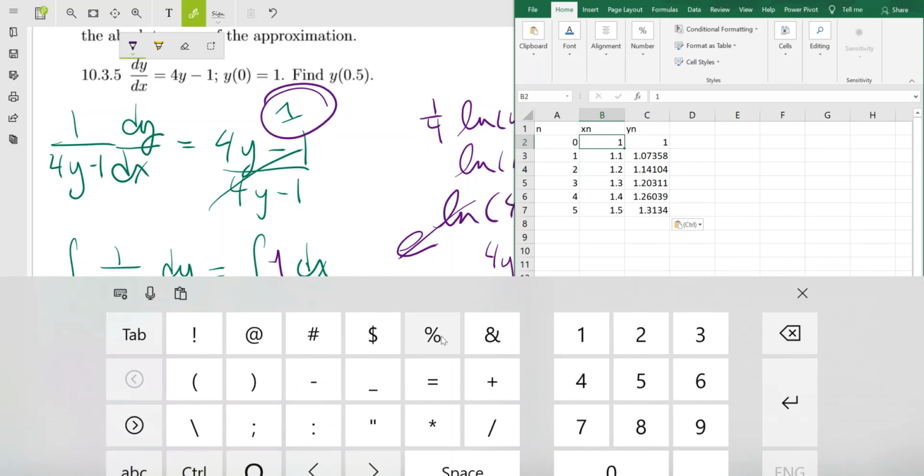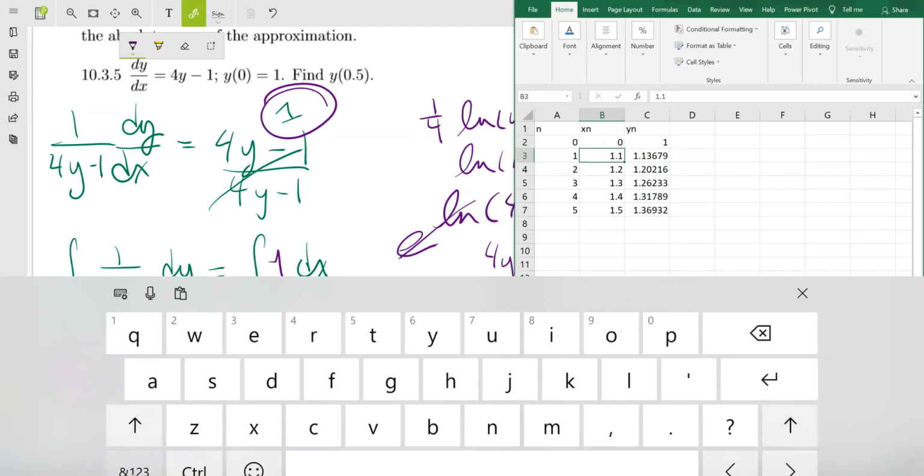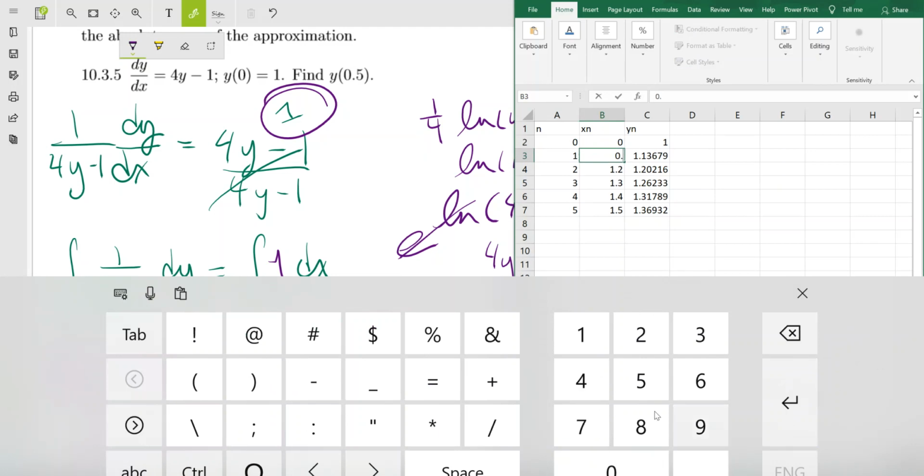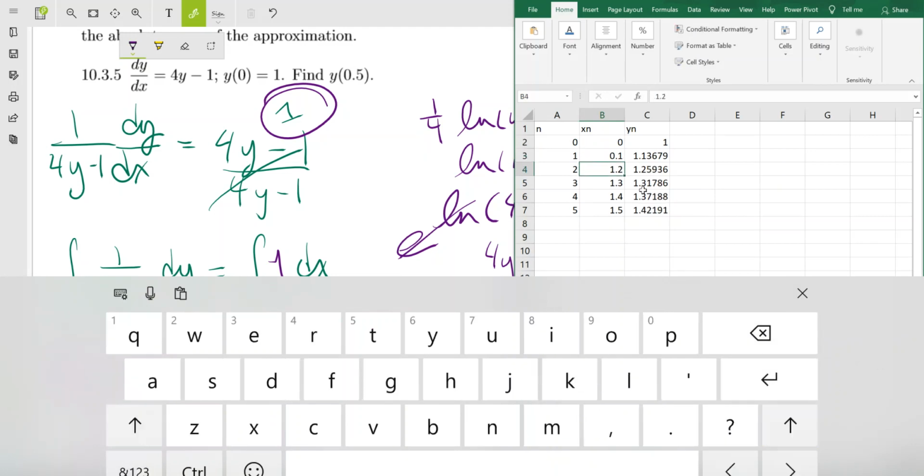I want 0, enter, 0.1. Let's adjust our y. Nope, it's the correct one. It's 1. So I want to drag this down. Nope, it thinks I want to do 0.1. Oh, no, I want to make sure you know what series I'm doing. Cool. All right, so now we need to replace this with the differential that it actually is.